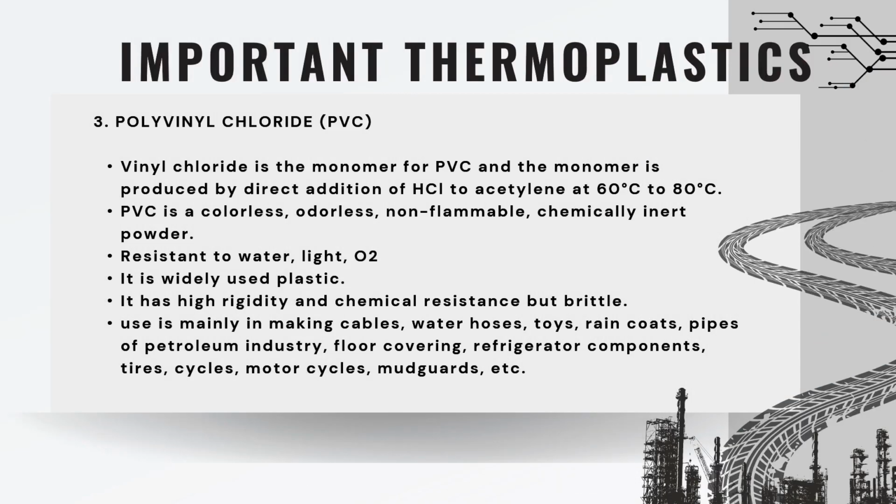Number 3, polyvinyl chloride or PVC. Vinyl chloride is the monomer for PVC, and the monomer is produced by direct addition of HCl to acetylene at 60 degrees Celsius to 80 degrees Celsius. PVC is a colorless, odorless, non-flammable, chemically inert powder, resistant to water, light, and O2. It is a widely used plastic.